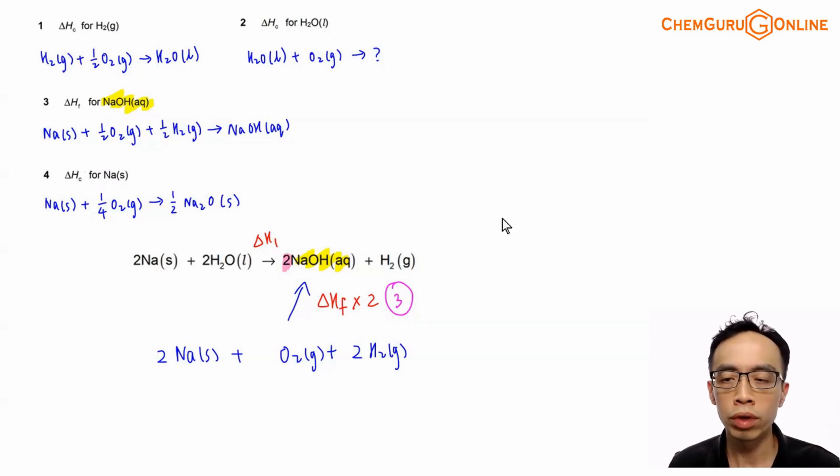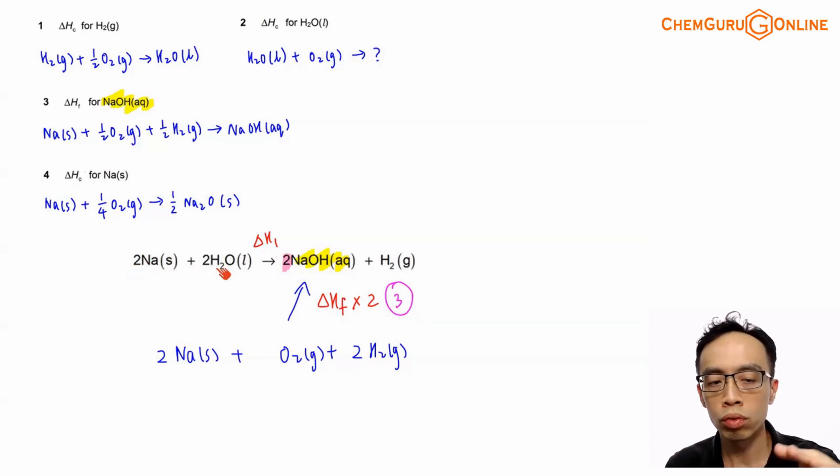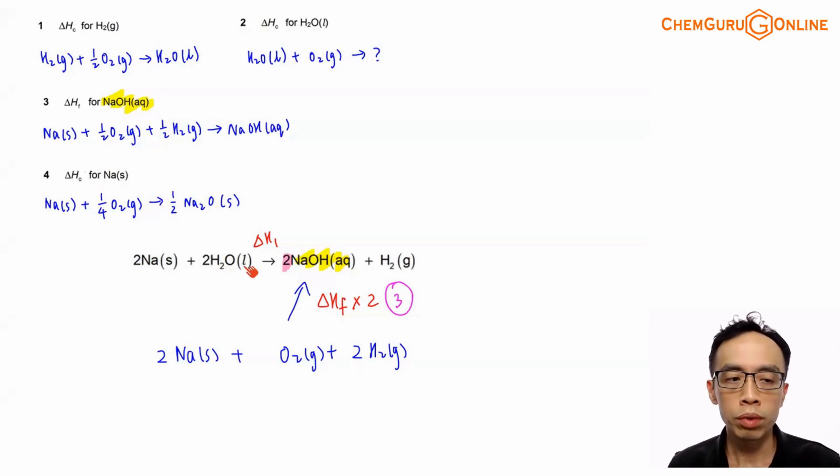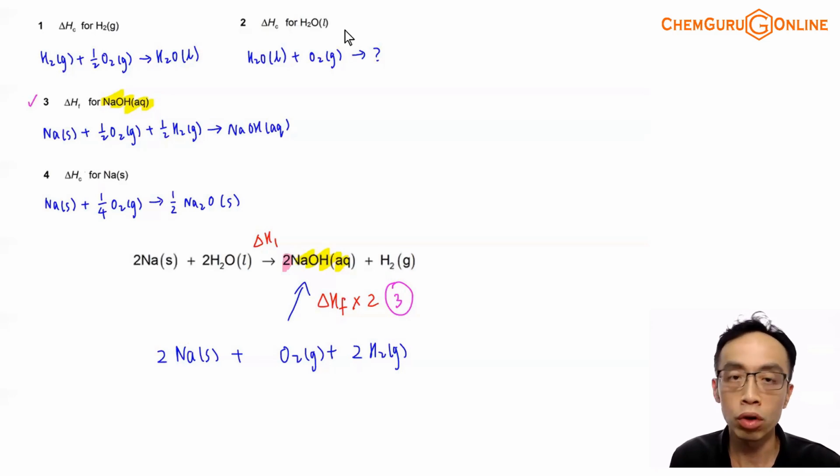Now the next thing we have to consider is, okay, I have my elements in the standard state already. How do I link this to this portion here on my left hand side? 2 sodium plus 2 water in the liquid state. Of course, what we can do is look out for the rest of the processes. We've made use of equation number 3. Equation number 2 is not relevant, right? There's no such thing as combustion for water, so we can ignore this one.